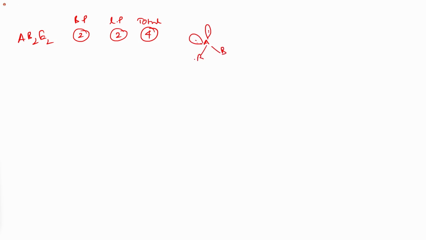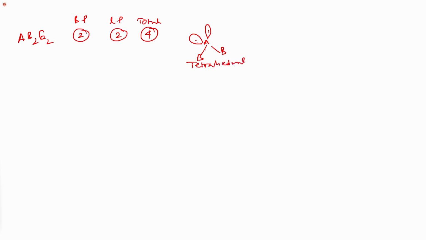Another example: AB2E2, that means the bonded electron pair equal to 2, lone pair equal to 2, total number of electron pairs equal to 4. So this is the bonded electron pair, this is the lone pair, this is the total. The total equal to 4. So when it is 4, then we know that the structure will be A, with a lone pair, another lone pair, another B, another B. So it has the tetrahedral structure.